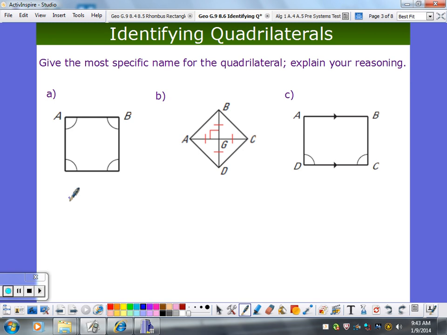It's a square? Why do you say that? Because it looks like it? Okay, why did you change your mind?